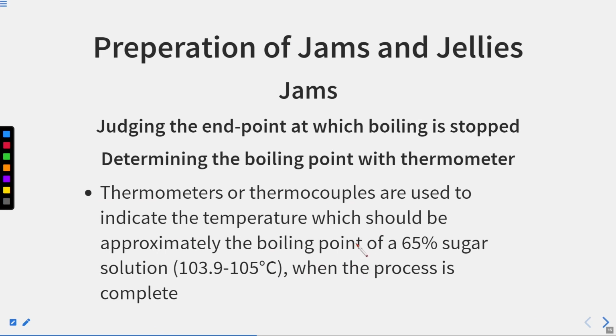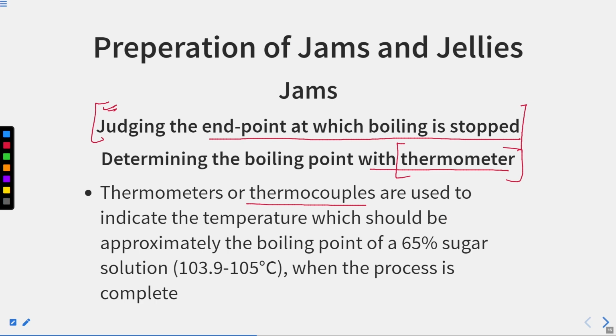So next thing, judging the end point at which the boiling is stopped. We boil the fruit pulp, right? At which point should this boiling be stopped? This is very important. We can use a thermometer to determine the boiling point. Thermometers or thermocouples are used to indicate the temperature, which should be approximately the boiling point of 65% sugar solution, that is 103.9 to 105 degrees centigrade, when the process is complete.